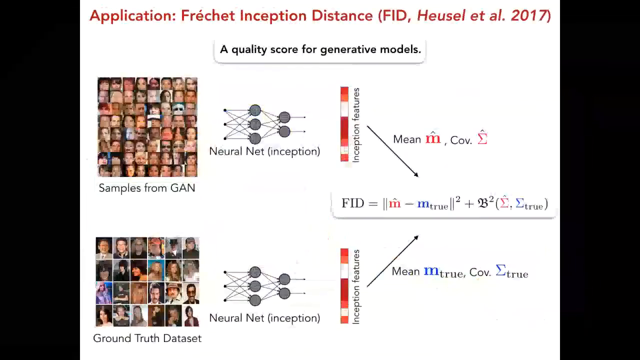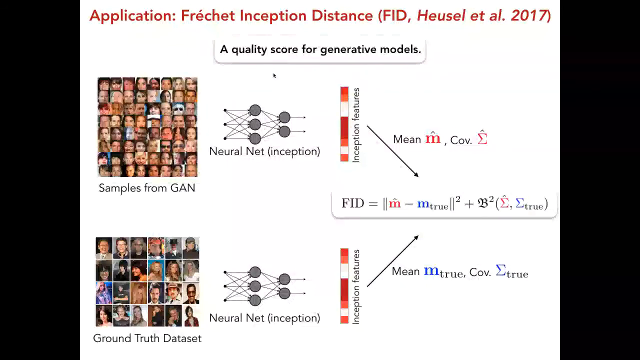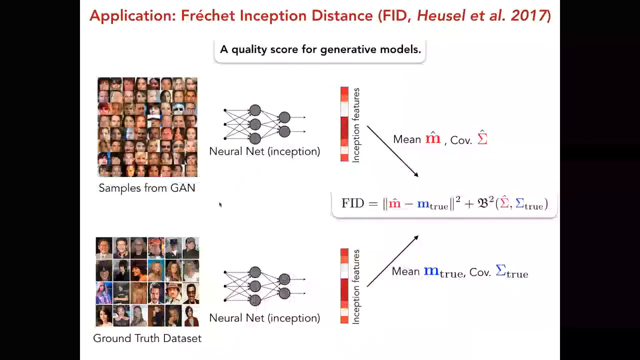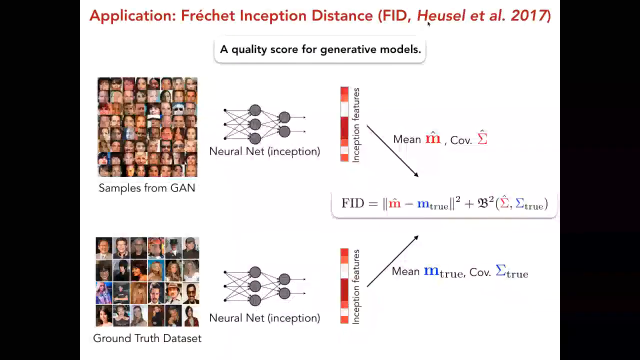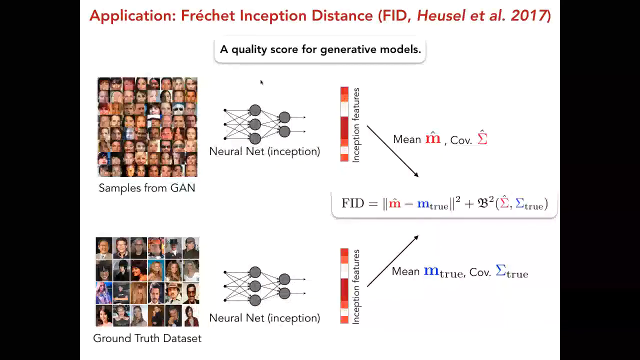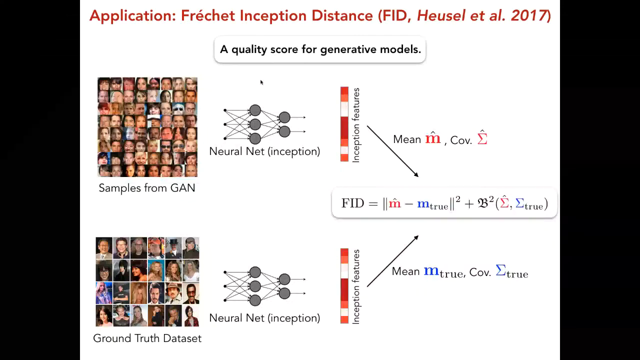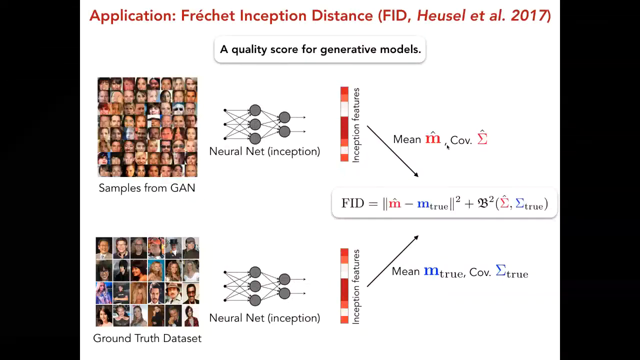And a second example of applications to machine learning is the definition of a quality score for generative models. A problem people have in the generative modeling community is how to assess whether your GAN produces outputs that are similar in terms of distribution to your ground truth dataset. And a method that was proposed by Heusel and co-authors in 2017 is to use the Bures-Wasserstein distance, which we call the Fréchet distance because they base themselves on different references, between the mean and the covariance of the inception features.